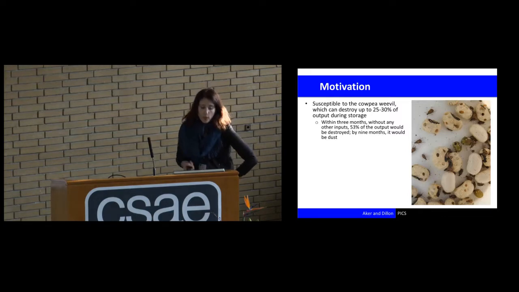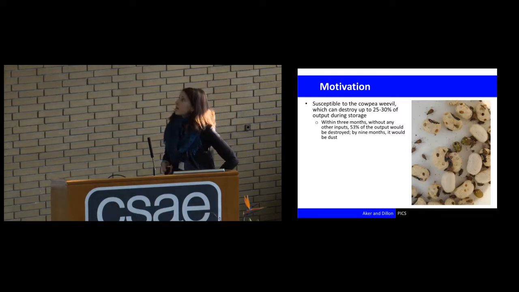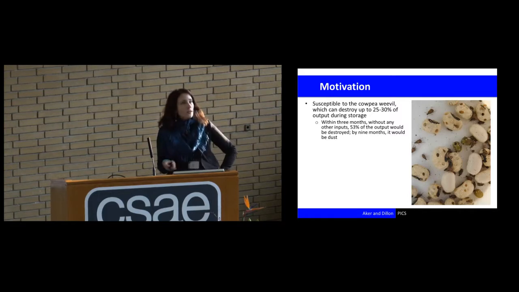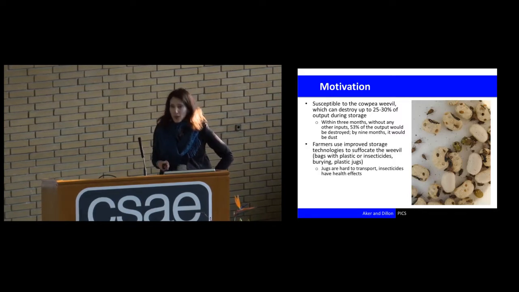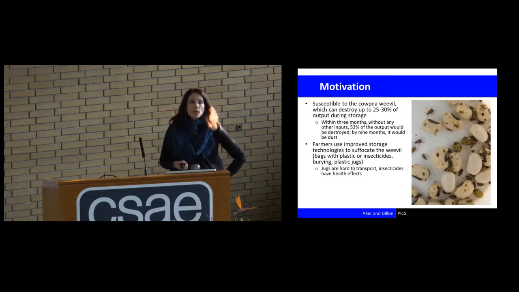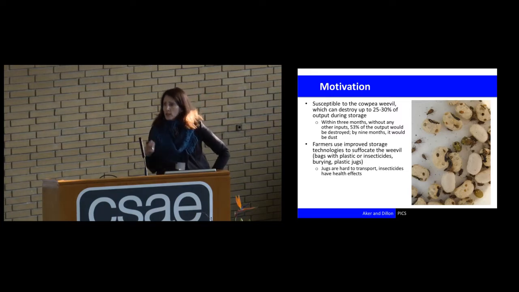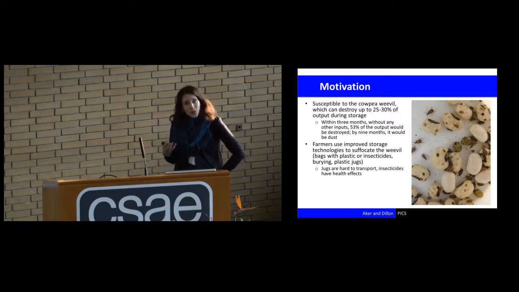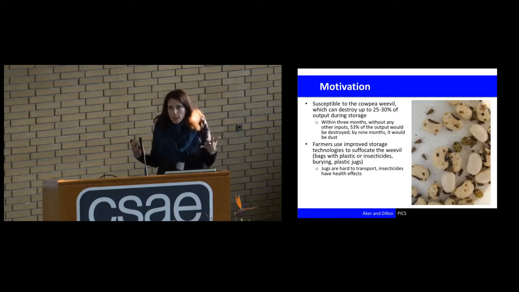50% of it would be destroyed within the first 3 months, and by 9 months, it would be completely gone. And obviously, farmers have known about this for centuries, right? So if you talk with farmers about 200 years ago, what would they do? They would bury it, because what that does is it suffocates the cowpea weevil. Then it's very difficult, in terms of burying, to get it out and to be able to sell it in the market. There's all these other things that are in your cowpeas.